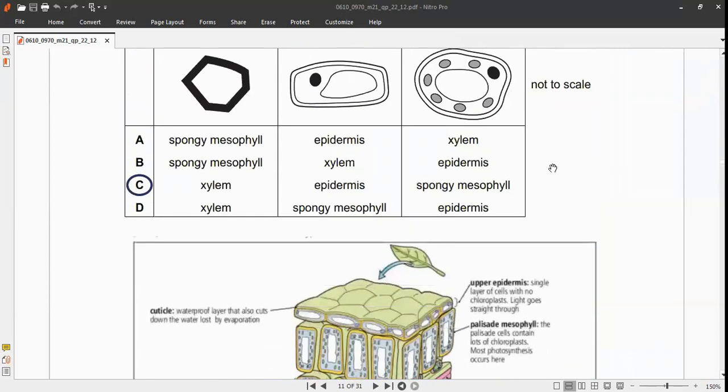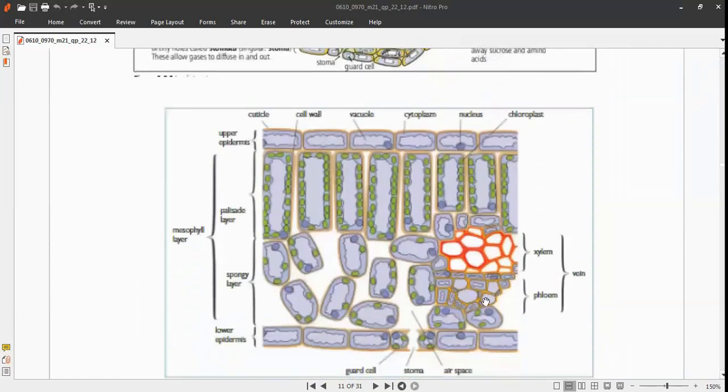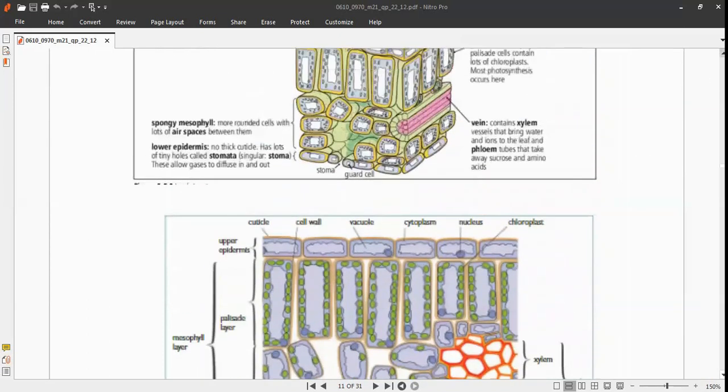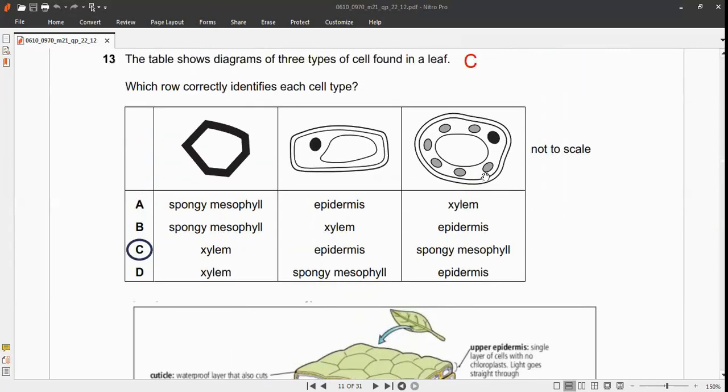The third one, let's see the third one. Yes, the third one, spongy mesophyll. Okay. So the correct answer C. This is xylem and epidermis and spongy mesophyll. Why this spongy mesophyll? Yeah, more here.